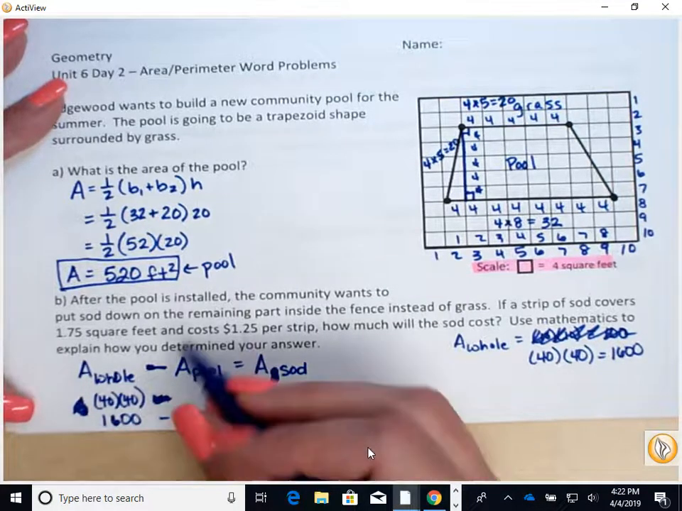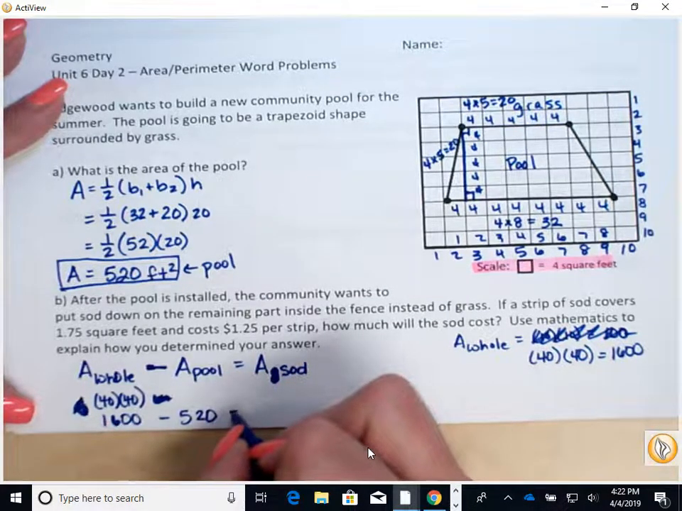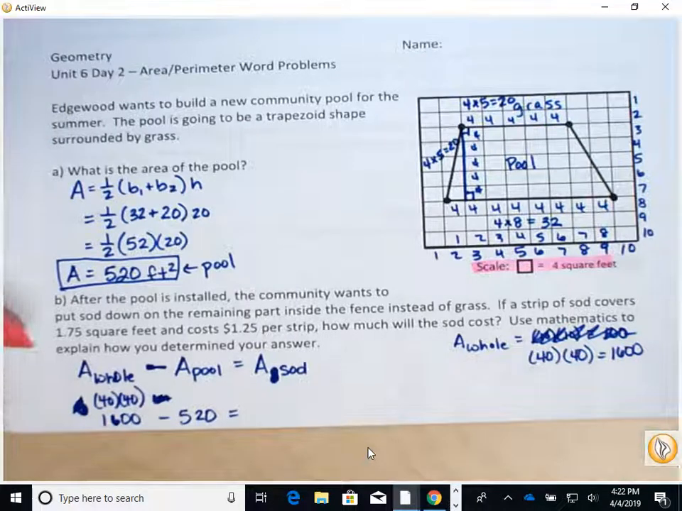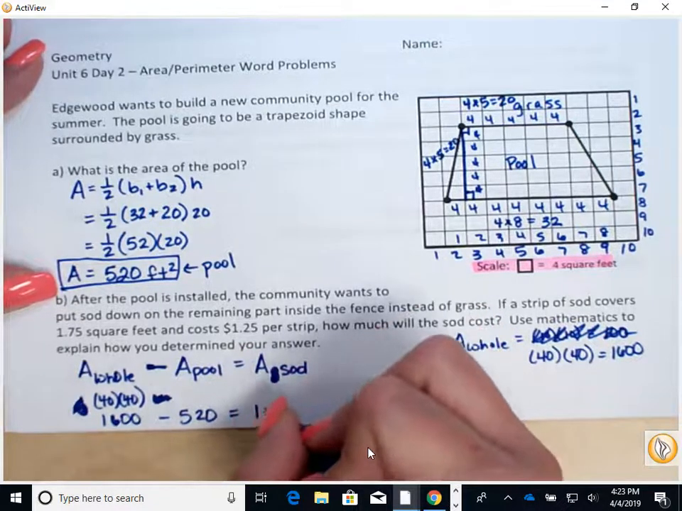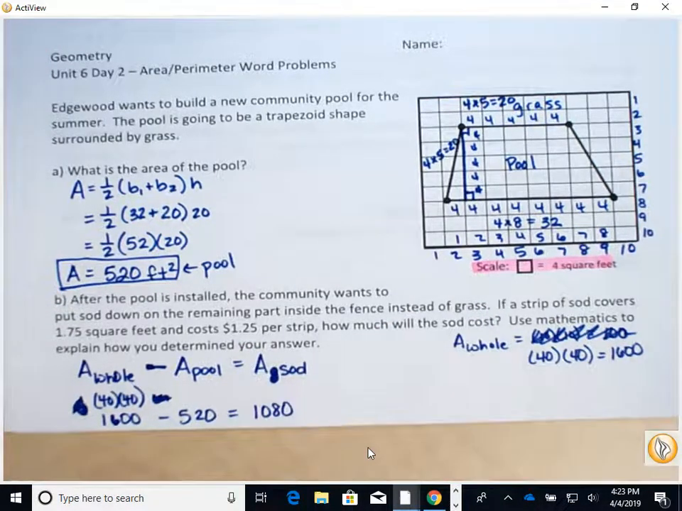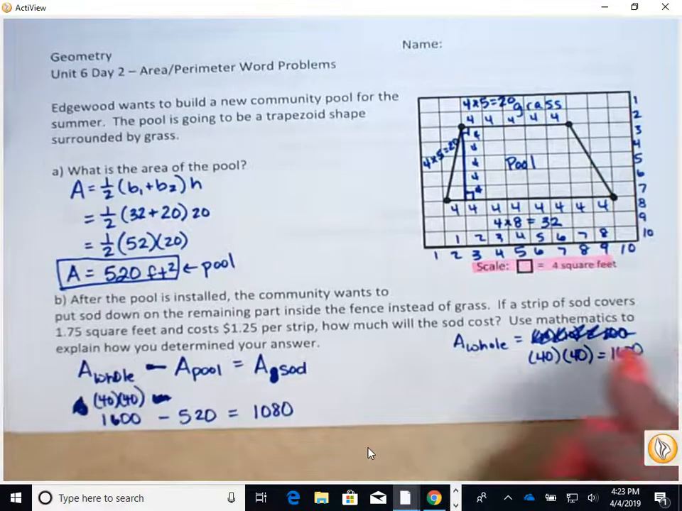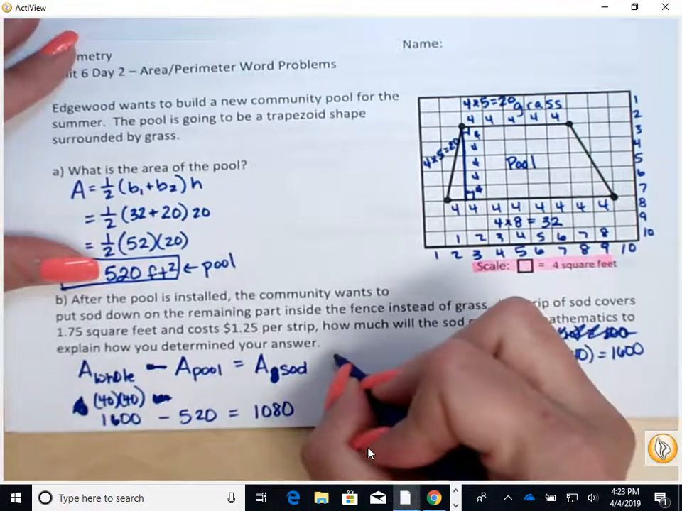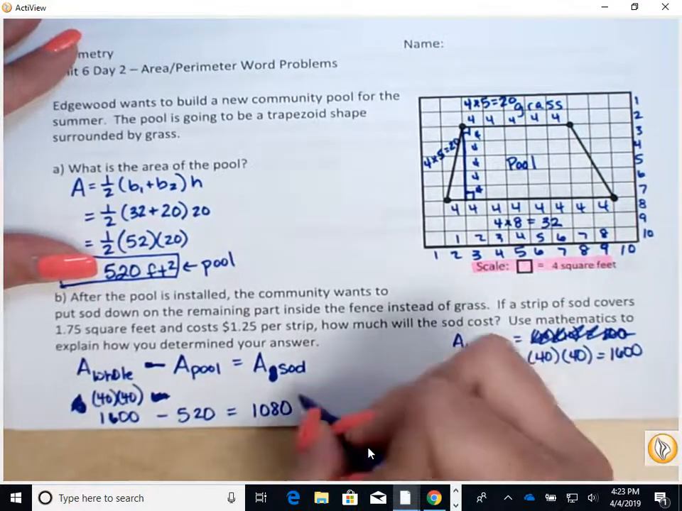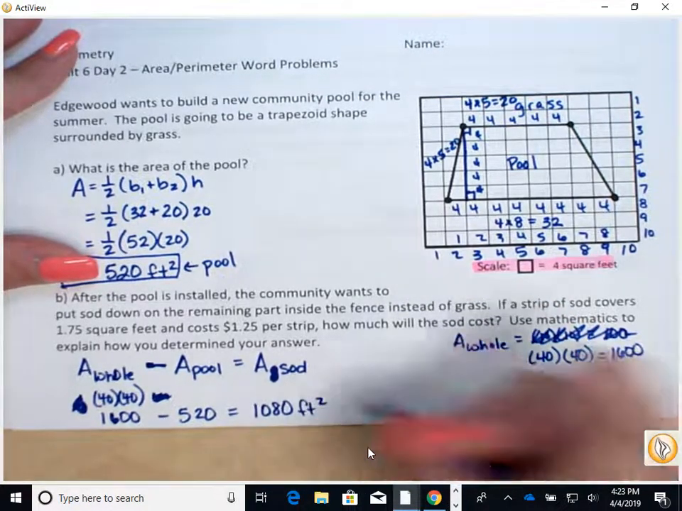The area of the pool, we said, was 520. 1,600 minus 520 gives me the area of the grass where we need to sod, so 1,080. So the area that we need to sod is 1,080 square feet.